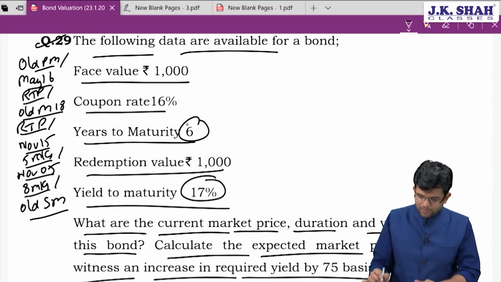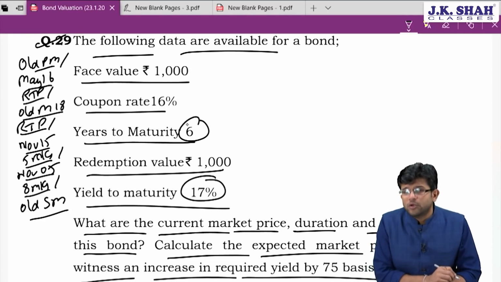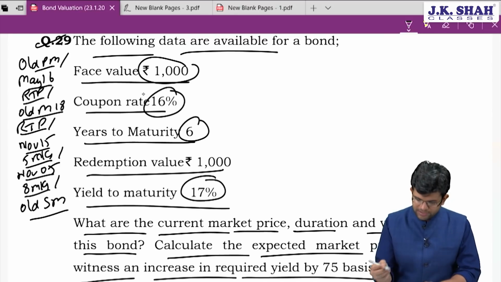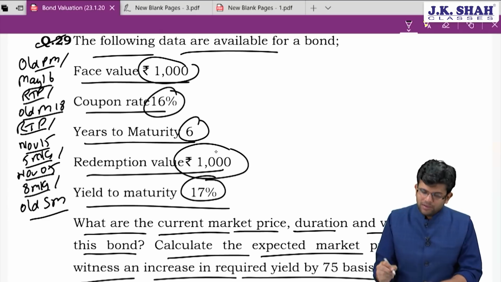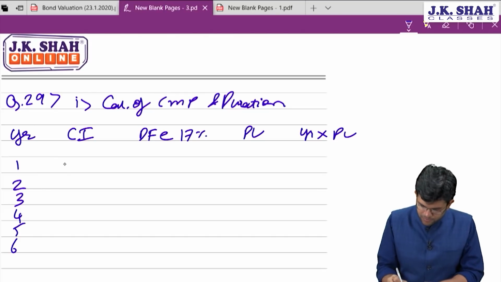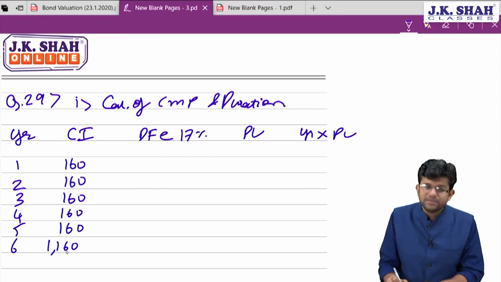Yes. So now tell me, students, what are the coupons you're going to receive every year? 1000 into 16%, that is 160 rupees, and redemption is again at par, that is 1000. So 160 every year. So I'll write down now here 160, 160, 160, 160, 160 and 1160, correct?